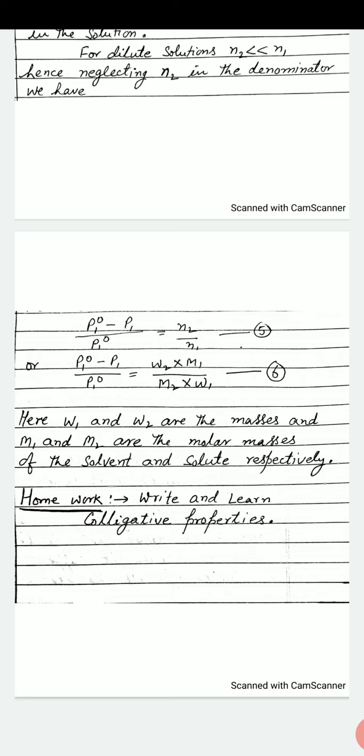Here w1 and w2 are the masses and M1 and M2 are the molar masses of the solvent and solute respectively. Now today's homework: write and learn colligative properties.